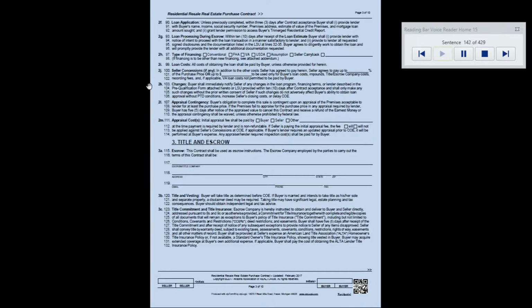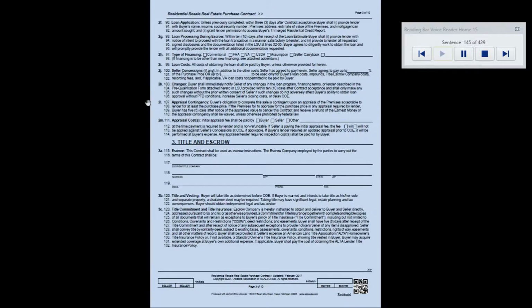by buyer. 2K. Changes. Buyer shall immediately notify seller of any changes in the loan program, financing terms, or lender described in the pre-qualification form attached hereto or LSU provided within 10 days after contract acceptance and shall only make any such changes without the prior written consent of seller if such changes do not adversely affect buyer's ability to obtain loan approval without PTD conditions, increase seller's closing costs, or delay COE.